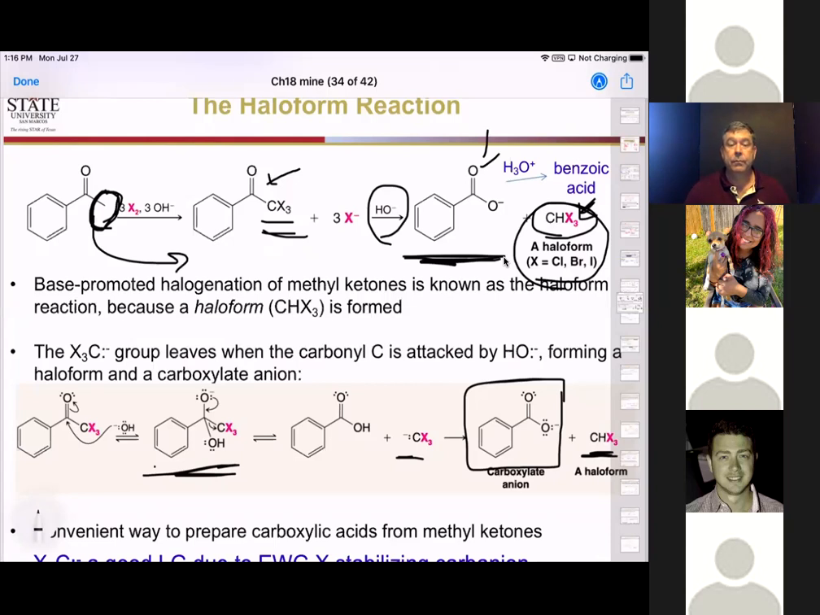And where did the hydroxide come from? That was the base we added to the reaction to drive it. Notice we're using 3 equivalents of base here. You need at least 3 equivalents of base just to generate this tribromo species or trihalo species. And then we need another equivalent of base to displace the CX3. Okay, so we use a lot of hydroxide in this reaction.